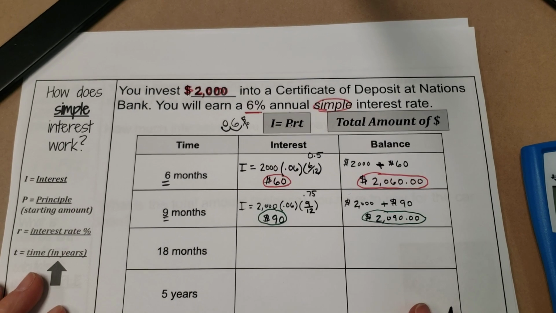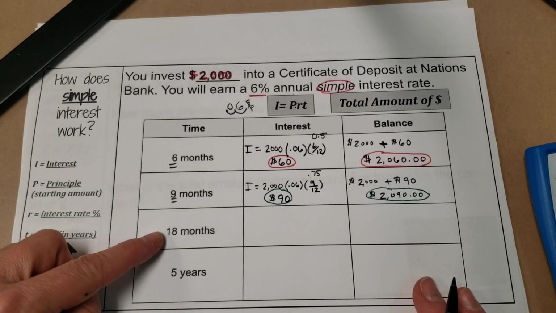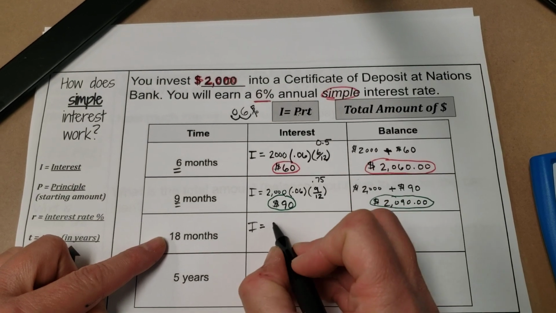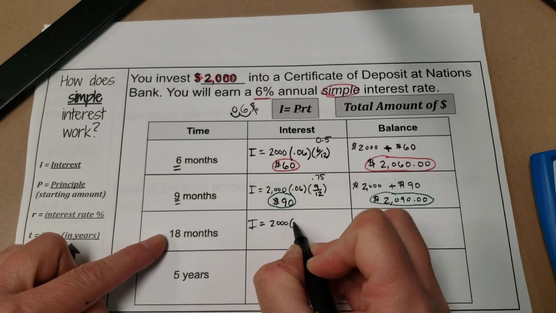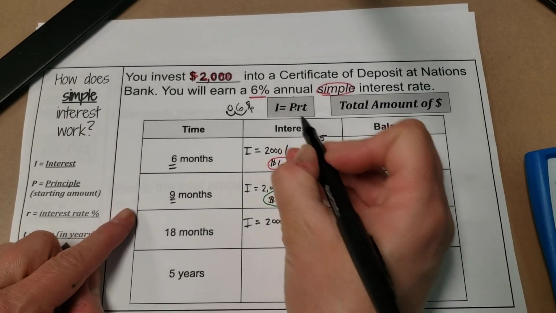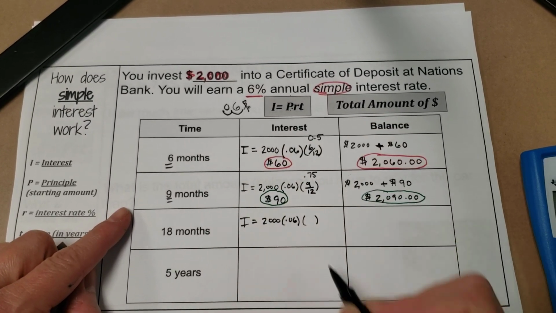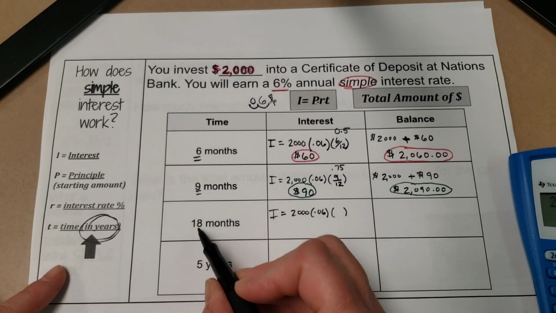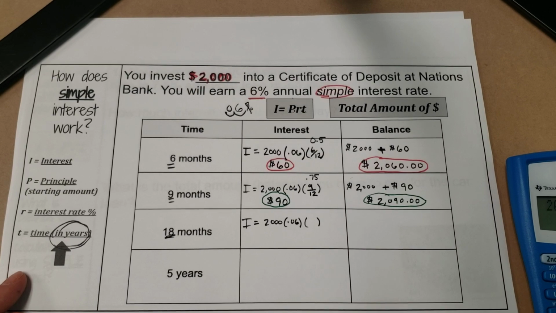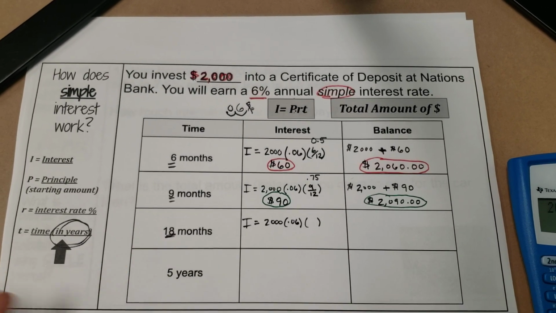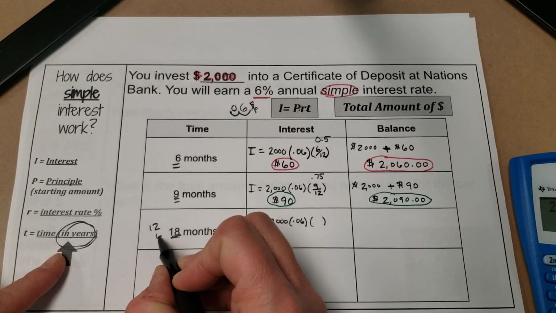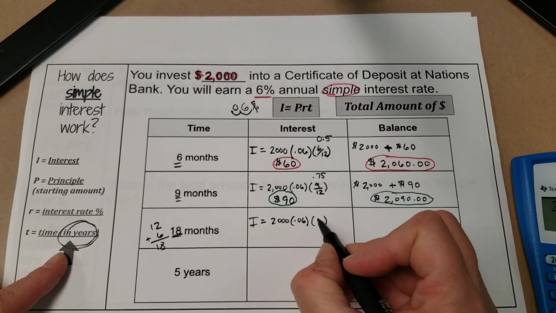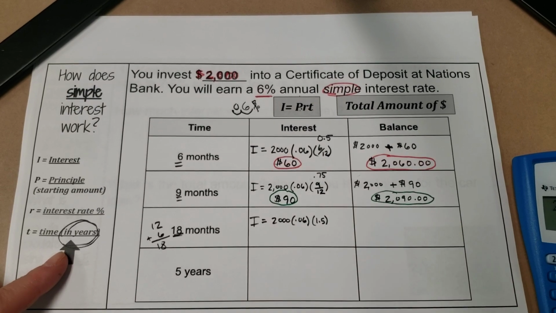Now, what happens if I leave it in there quite a bit longer, 18 months? So let's calculate the interest. Simple interest equals principal times the 6% rate, and we want to multiply it by time. Now remember, time is calculated in years. So if 18 months, I need to think about how many years is that. I know that there's 12 months in a year, and 12 plus 6 gives me 18. So it looks like we have a full year and then a half a year. So this is 1.5 years, a year and a half.